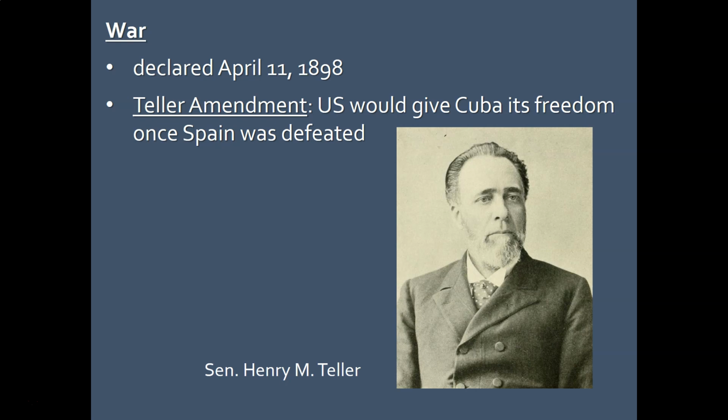So Congress declares war on Spain on April 11th, 1898, and attached to this declaration of war is something called the Teller Amendment. And what the Teller Amendment said is, I'm paraphrasing here, but basically that the Spanish-American War was not a war for America to conquer Cuba. The Spanish-American War was a war to help free the Cubans from Spanish control. So we're not there to take over Cuba. We're there to help them get their independence.